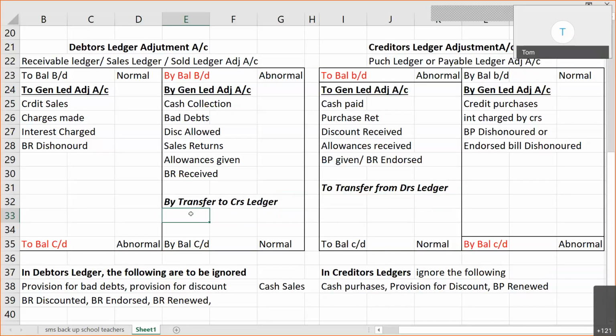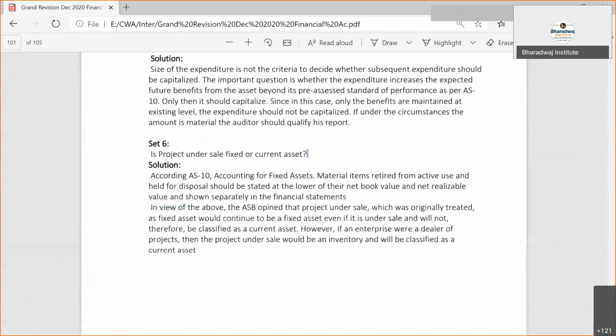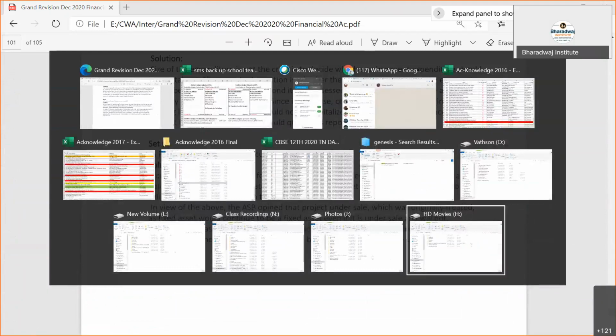Sir, what is bills receivable renewed, sir? Extension of time. We are just giving an extension of time. Old bill will be cancelled and we will be giving a new bill. So for that, there will be no effect in the debtors account. We'll cancel the old bill and go for getting a new bill. That is extension of bills of exchange. Time is just extended. Bill is not dishonored.